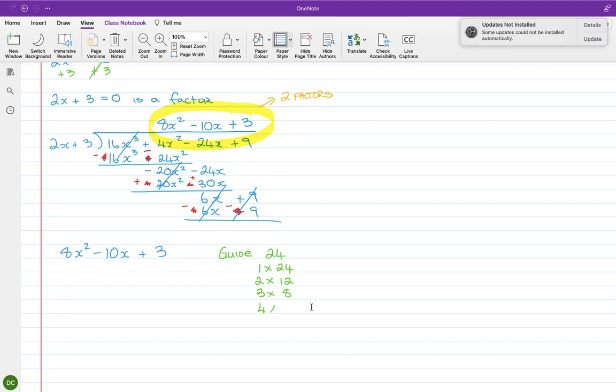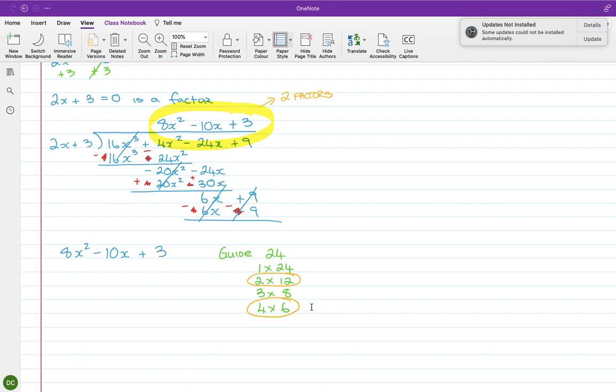I'm looking for factors to make minus 10. So, these two can make minus 10. And these two can make minus 10. Yeah? So, let's start at the top.